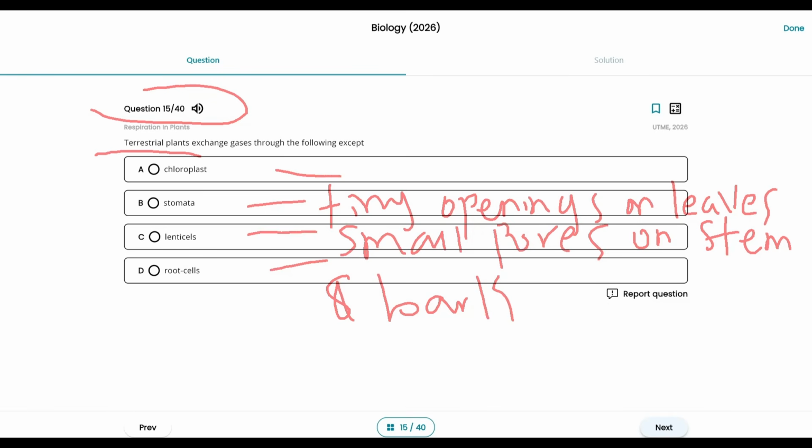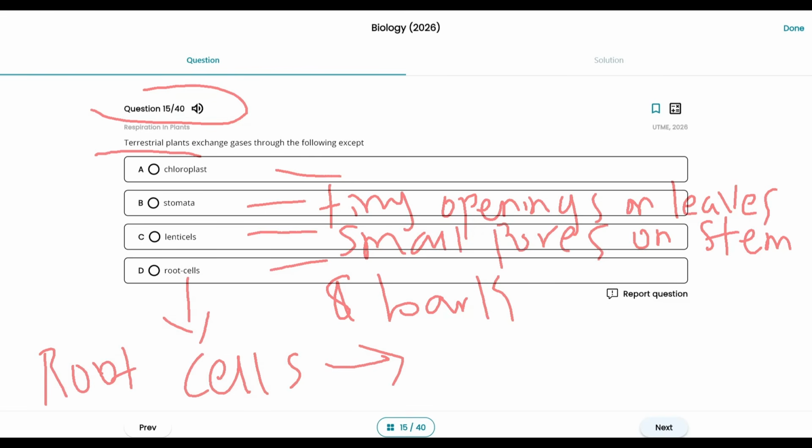Let's look at the root cells. These root cells allow gases to diffuse in and out of the soil and the roots. Because of these root cells, gases will be able to diffuse in and out of the cell.